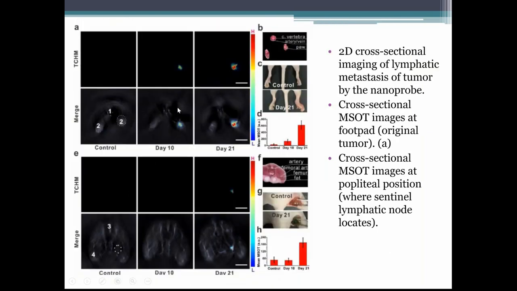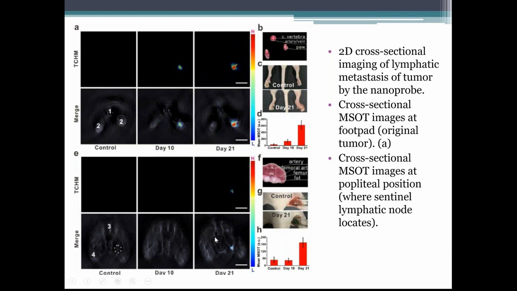After that, we also used the nanoprobe to detect lymphatic metastasis of the tumor. This slide shows the cross-sectional images. Number one represents the tailbone, number two represents the pores of the mouse, number three represents the artery, and number four represents the leg of the mouse. It is clear that at day 10 after the injection of cancer cells, the cross-section at the footpad shows obvious MSOT signal, indicating the formation of the primary tumor at the footpad of the mouse.